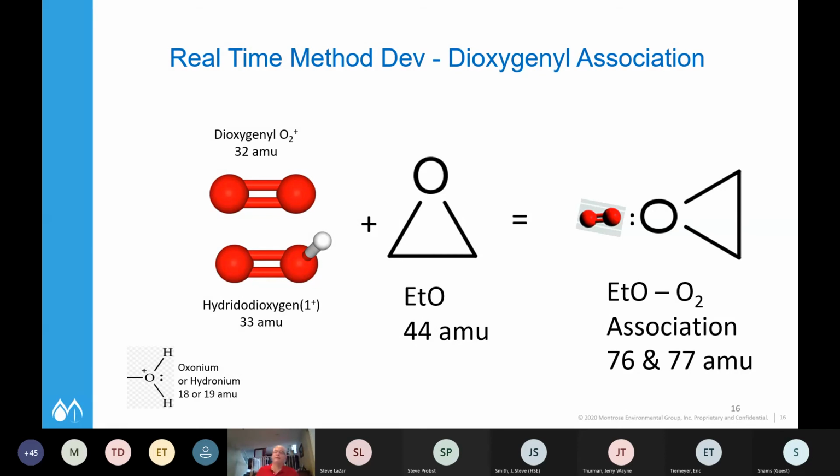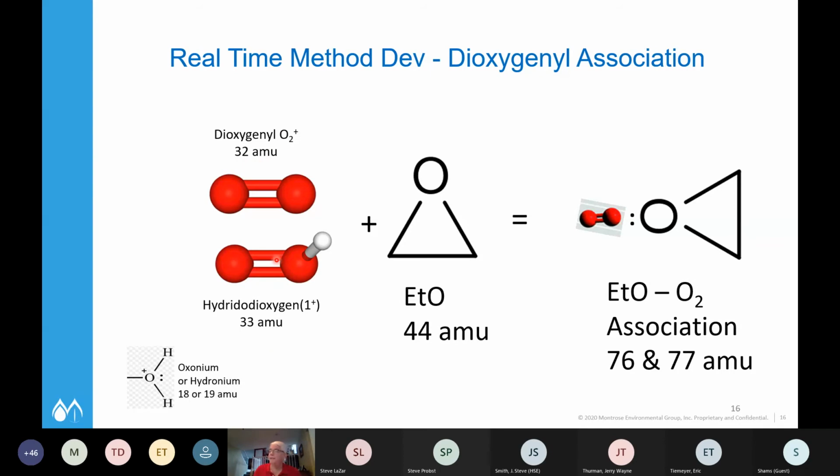So here we kind of stepped back and looked at some base level chemistry in order to go on. We wanted to change this over. Instead of using hydronium like we did in the previous slide, we switched over to oxygen mode. And the reason we did that is we found that if you generate the oxygen ions here, which is this dioxygenyl, which is the O2+, and it has this 32 mass, and we'll talk about that in a second.